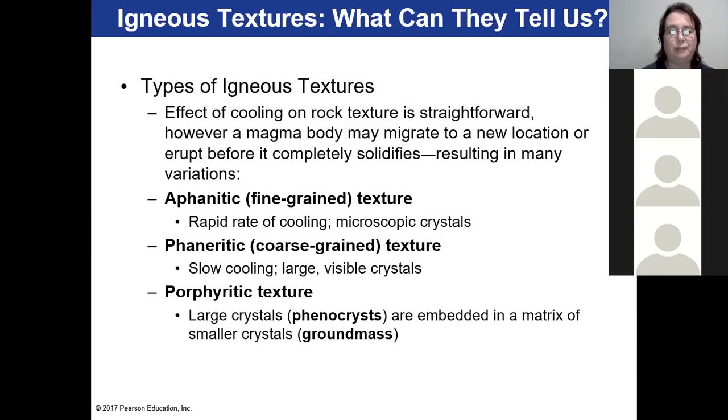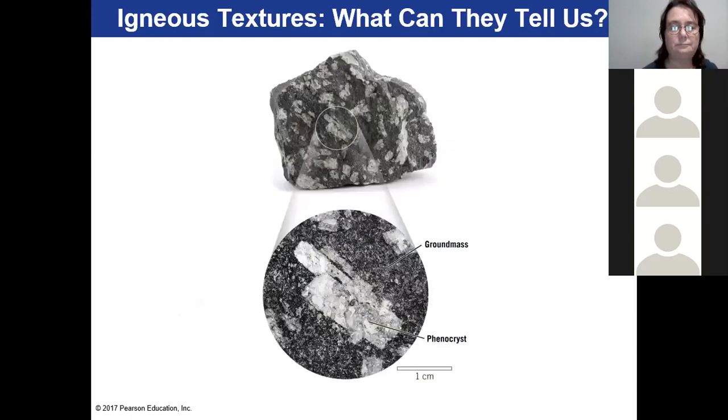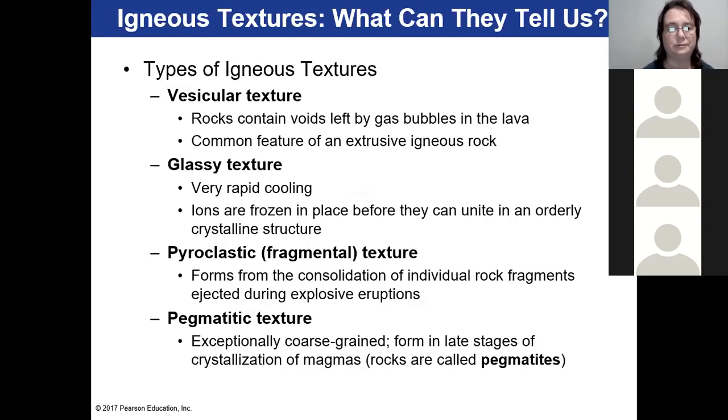So fine-grained means rapid cooling and microscopic crystals; coarse-grained means slow cooling and larger crystals; and porphyritic is kind of a mix of all kinds of stuff. So here's a porphyritic rock just to show you. It's large crystals in smaller microscopic crystals. Vesicular, just like the pumice, has voids, bubble structures left behind as the rock cools.